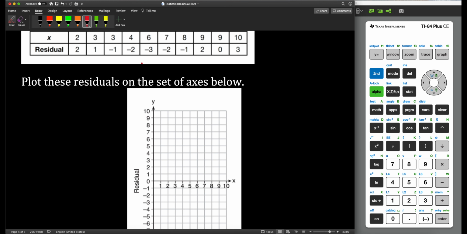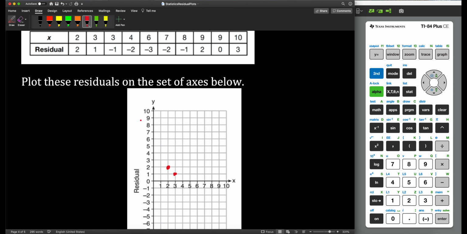So the first set is +2 and then +2 on the residual. So you go down here to 0. +2 for x is over 2 and up 2. Boom, there's your first point. Then we have +3 and +1. Go back to 0. +3 for x is to the right 3. +1 for y or the residual is up 1.